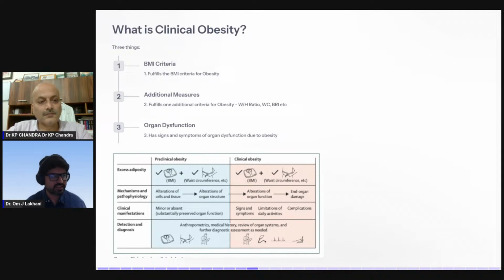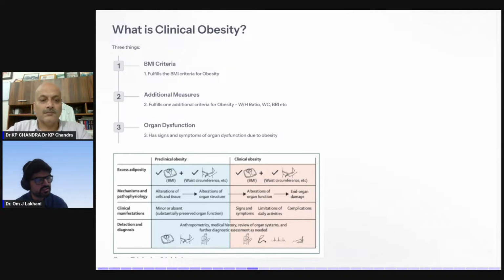So BMI more than 30, patient has additional criteria for central adiposity and organ-related dysfunction. Whereas preclinical obesity is when just the BMI criteria plus or minus the central adiposity criteria is fulfilled, but does not have any organ-related dysfunction, and that's what makes the patient as having preclinical obesity. So that's the definition of what they're trying to do. They are saying that just based on BMI, don't categorize your patient. You categorize your patient based on three things, and that is how they have defined obesity.